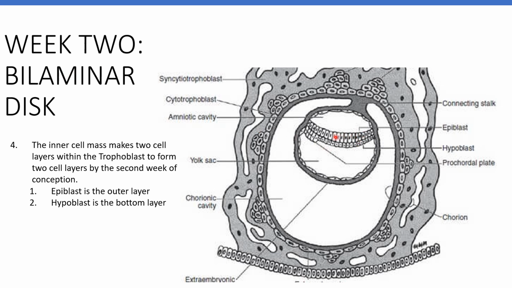Now on the top area here, you have what's called the epiblast. Epi means top layer. On the bottom area, you have hypo, which means lower layer. And so what you end up having is a fluid-filled cavity here called the amniotic cavity, which is filled with amniotic fluid. And where the hypoblasts are, you have a fluid-filled cavity called the yolk sac. So remember, epi means top, hypo means bottom.